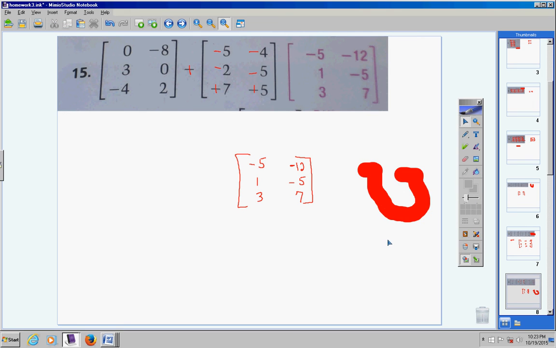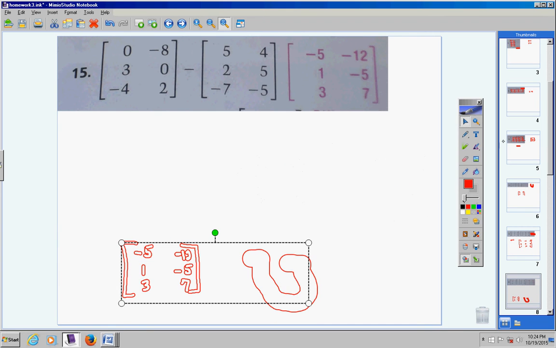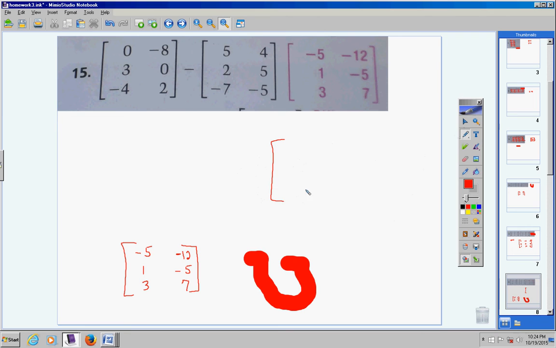Now, if you would like to do it the other way, which is where you do not change the signs, absolutely no problem with that whatsoever. You'll get the exact same answer. Just watch your signs, okay?